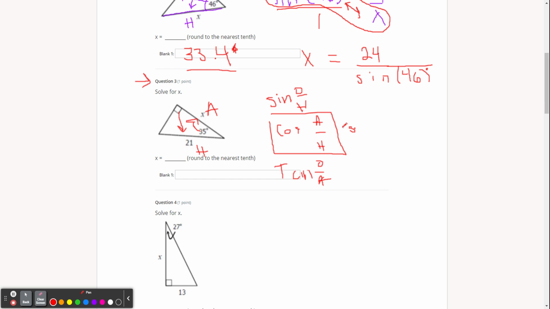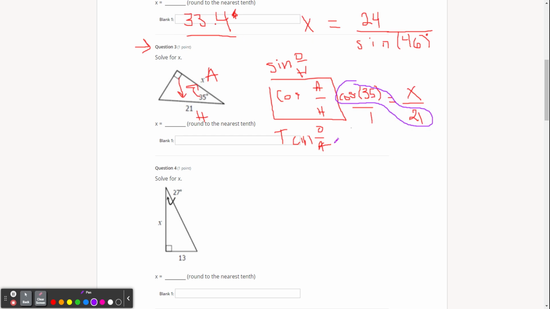So we've got to do cosine of the angle, cosine of 35 equals A over H or H over A? A over H. That hypotenuse always sinks to the bottom. Make your proportion. Can I do that in my calculator or do I run into a roadblock?